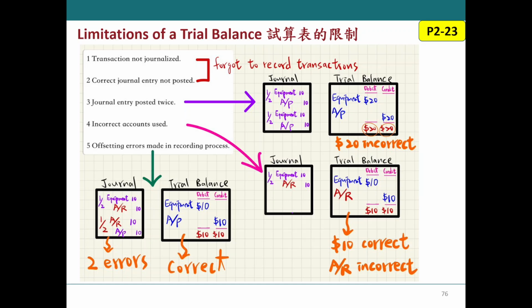Debit equipment $10. Credit accounts receivable $10. Could you tell me? You don't need to do anything. Just look at the journal entry. Did you make any mistake? Debit equipment. Credit accounts receivable. Did you make any mistake?